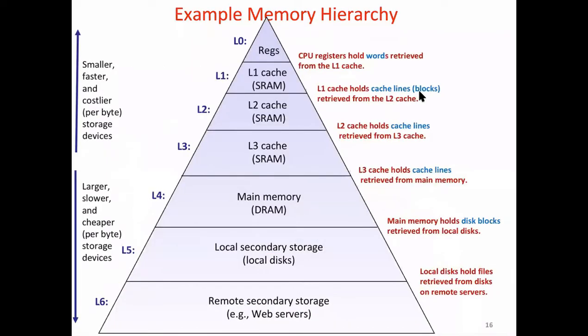Okay, so this one we have seen earlier, slightly different. We have here three levels of cache, L1, L2, L3. All three, you note, are SRAM, and then main memory is DRAM. And the unit of transfer, that's what I wanted to highlight here, is words between register and L1, and between L1 and L2 is blocks.